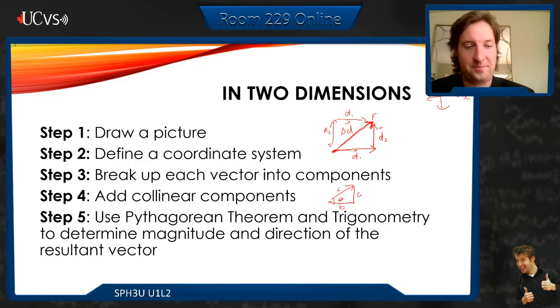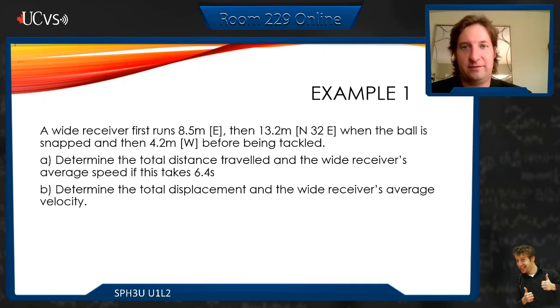Okay, let's do an example. So let's say I have a football example here. Let's say I have a wide receiver. This wide receiver is first going to run 8.5 meters east. Right, so this is before the snap or something, right? Before the ball is snapped. They're going to run east. Then they're going to run north 32 degrees east. Now, what the heck does this mean? 13.2 meters north, 32 degrees east.